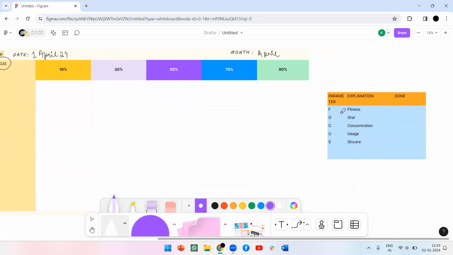In this, the first parameter is fitness. How well is the child fitted towards the subject? Fitness here is not physical fitness, but how the student is able to understand and fit well with the atmosphere and the subject knowledge of that particular topic, or how the topic is actually understood and gathered.